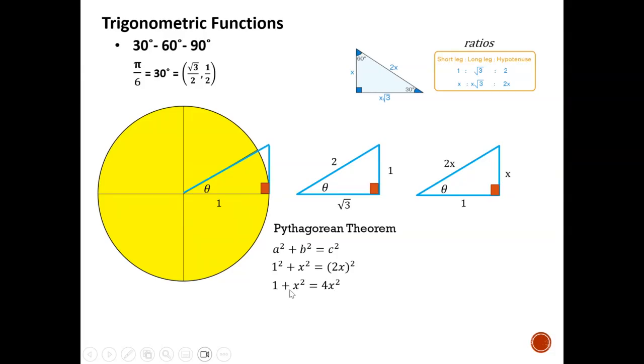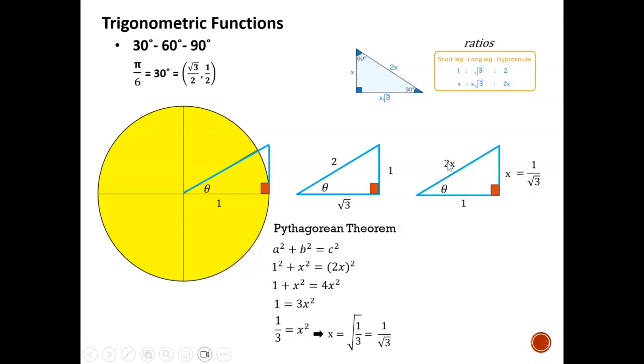Now we're solving for x, so I'm going to subtract x squared from both sides. So I get 1 equals 3x squared. Divide both sides by 3. So 1/3 equals x squared. Now we take the square root. So x equals the square root of 1/3, which is 1 over square root of 3. That's my x, right? So x equals 1 over square root of 3.